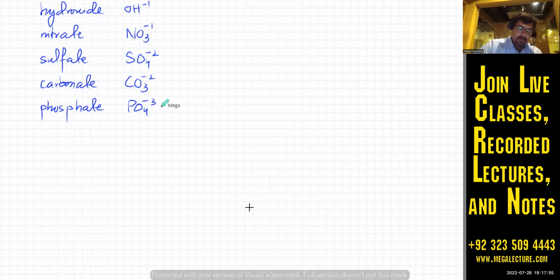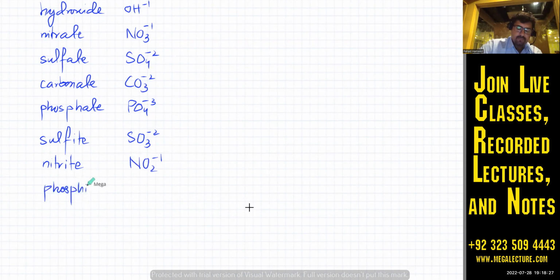So what else? You've got carbonate, sulfate, nitrate, so you've got sulfite. This is ITE. So that's SO3 with a charge of -2. Nitrite, that's NO2 with a charge of -1. And you've got phosphite, so that's PO3 with a charge of -3.